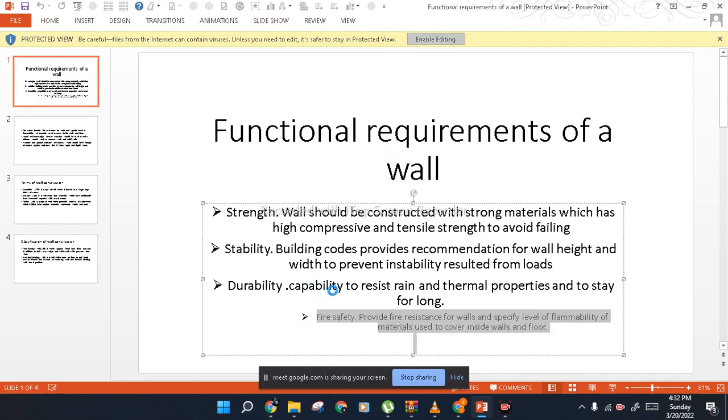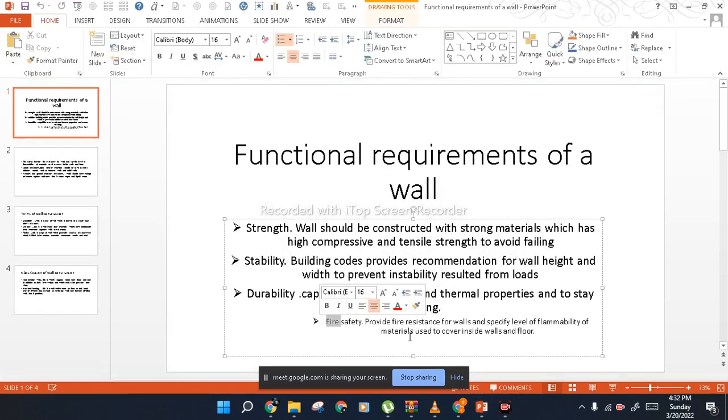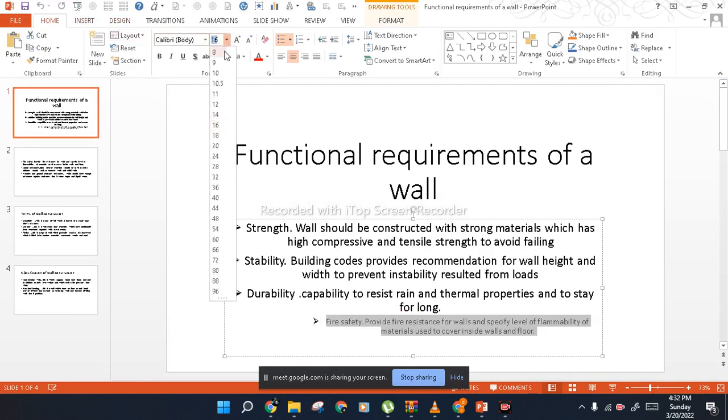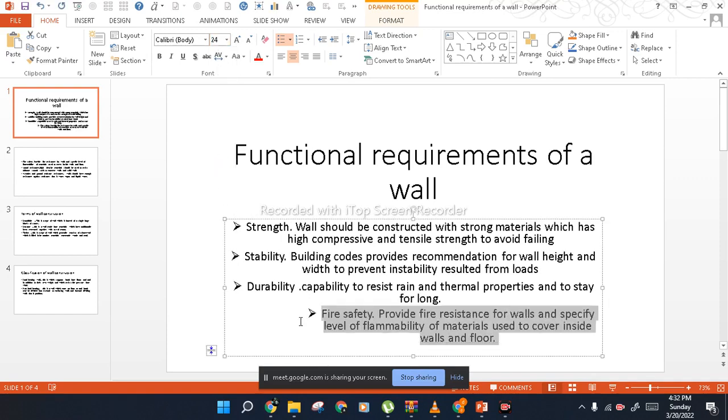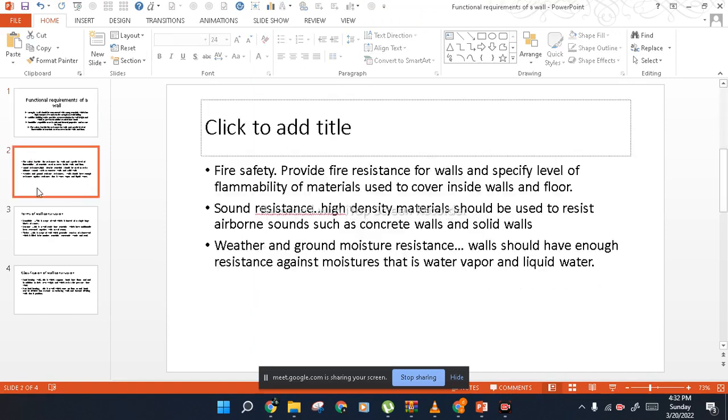And then we have fire safety. The wall should provide fire resistance and specify the level of flammability of material used to cover inside walls and floors. And then we have sound resistance. That is, high density material should be used to resist airborne sounds, such as concrete walls or solid walls.